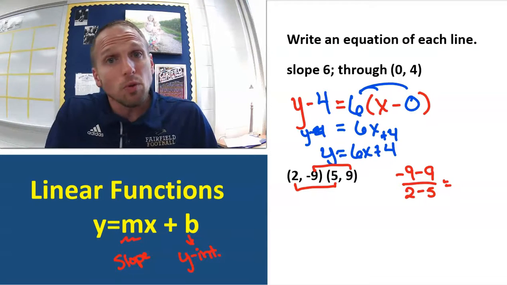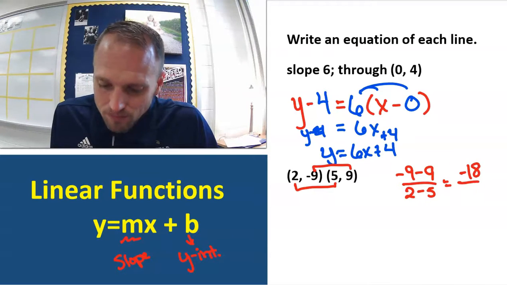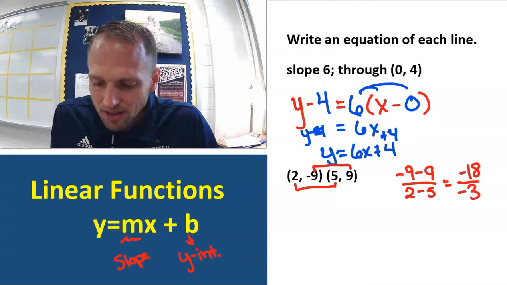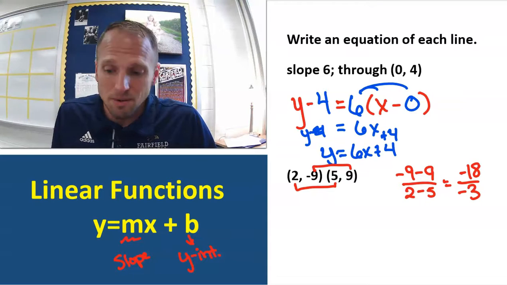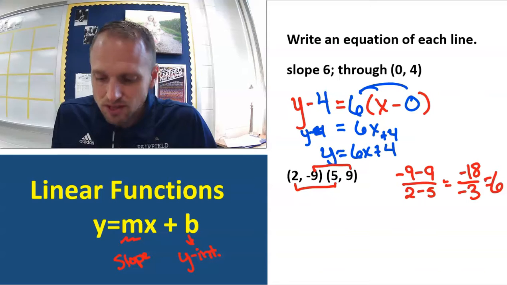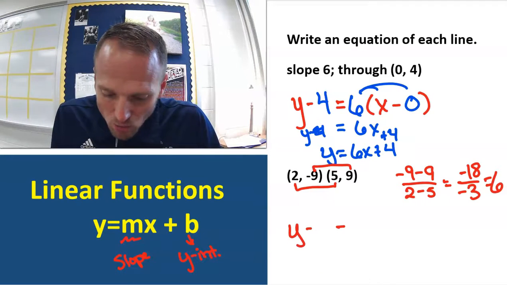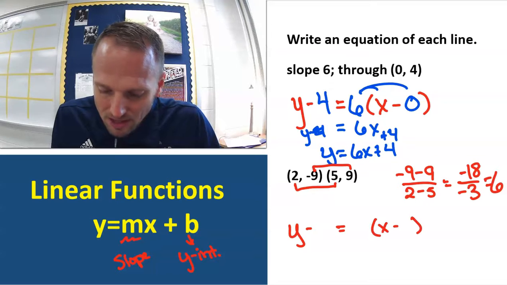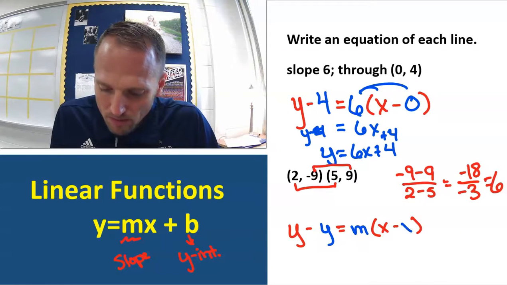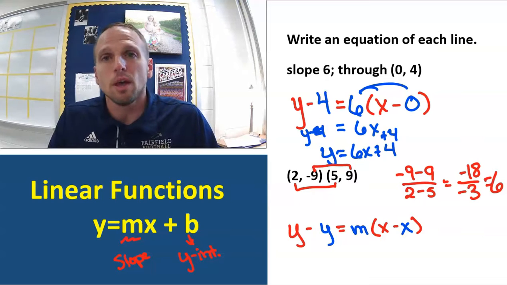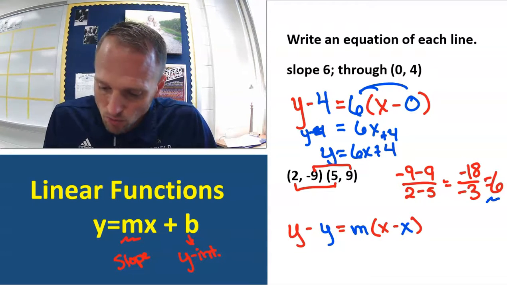So on the top here, we've got negative 9 minus 9. That's going to be negative 18. 2 minus 5, that's going to be negative 3. And then let's simplify this. Negative 18 divided by negative 3, that's going to be a positive 6. That's going to be our slope. So once again, point-slope form, y minus y equals m times x minus x. And wherever there's a blue letter here, we're going to have to substitute a number in. Well, we already found that the slope was 6. That's what we found right there.